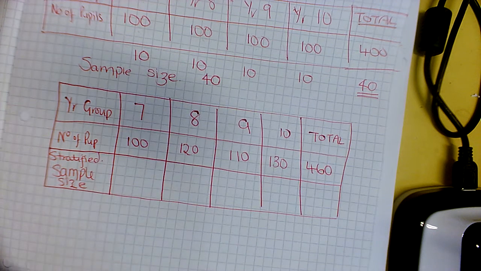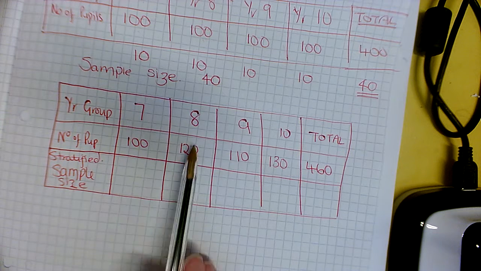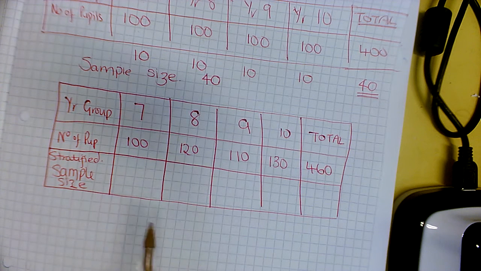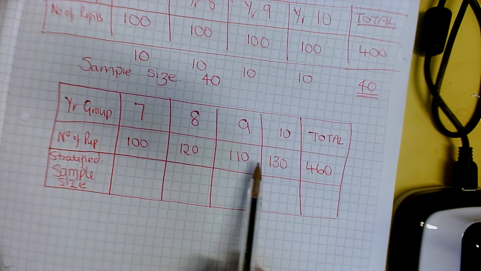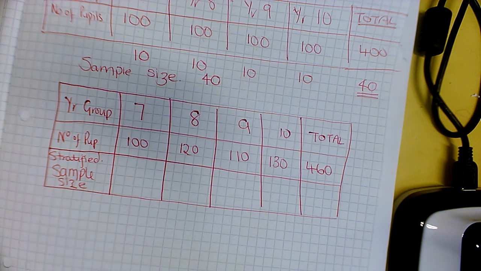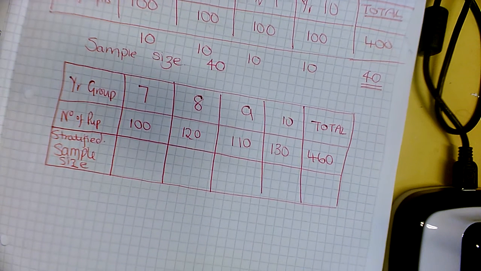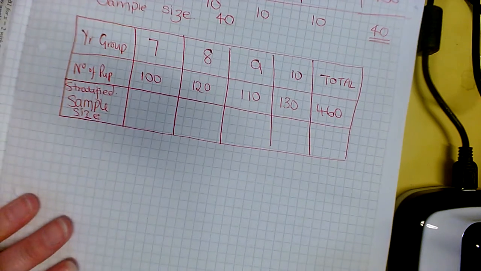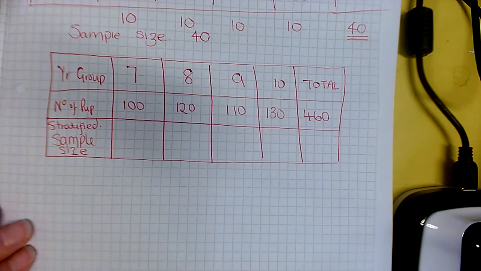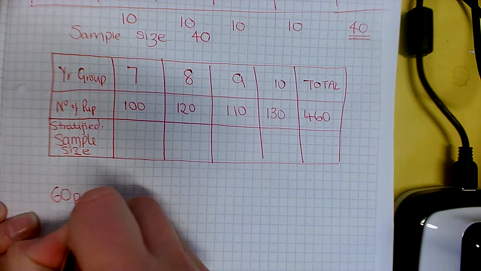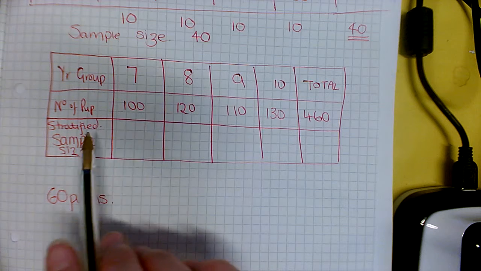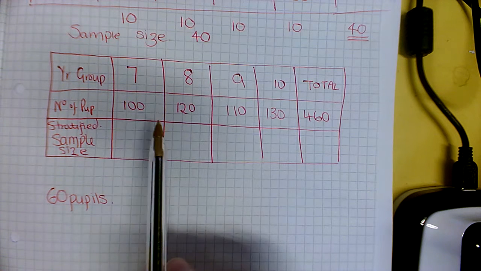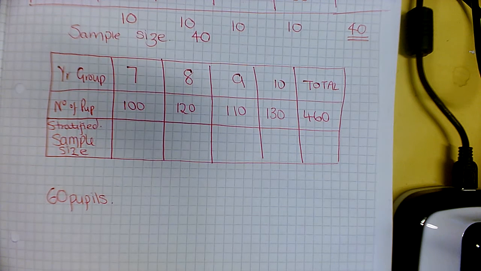Okay, let's now look at a slightly different example where the population in each year group is slightly different. So this time I've got a total number of pupils of 460 and I have got a different number of pupils within each year group. And let's say I wanted my sample size this time to be 60 pupils. So what I need to do is make sure that I get the right representation or the right proportion from each of these different year groups such that it reflects the number of students in each year group.